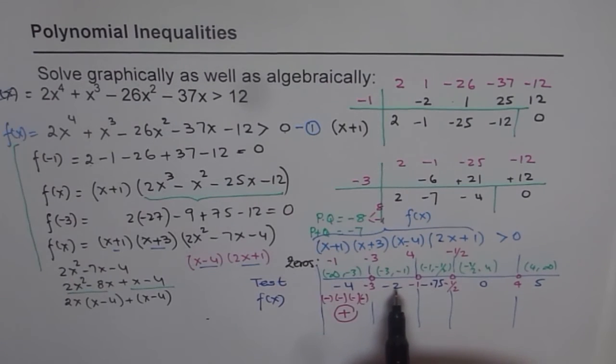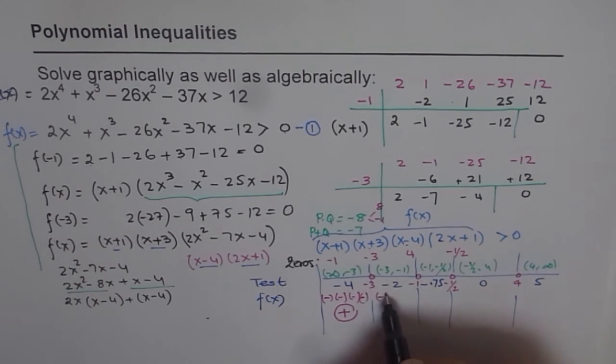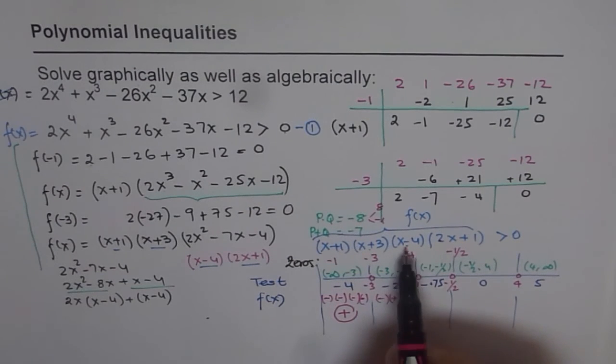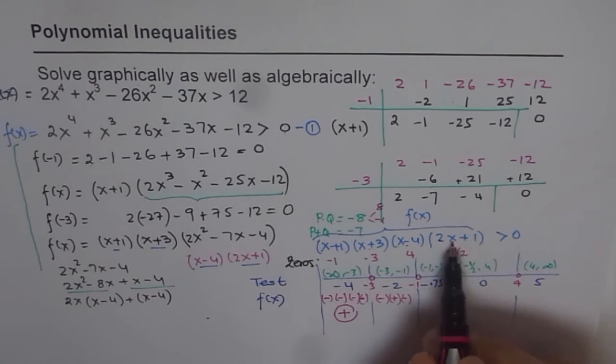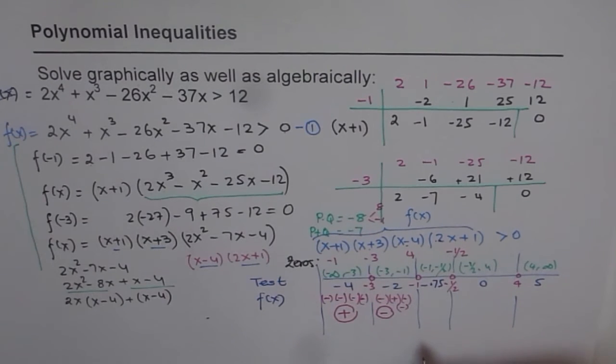Now let's test for minus 2. If I plug in minus 2 here, I get a negative, right? If I plug in minus 2 in this, then I get a positive sign. Do you see that? If I plug in minus 2 in the third factor, minus 2 minus 4 is negative, correct? And minus 2 in the last factor will give me minus 4, so it is again negative, correct? So we have 3 negatives and 1 positive. That will result in negative when you multiply all of them. Do you see that? You can use a calculator to do this calculation also.